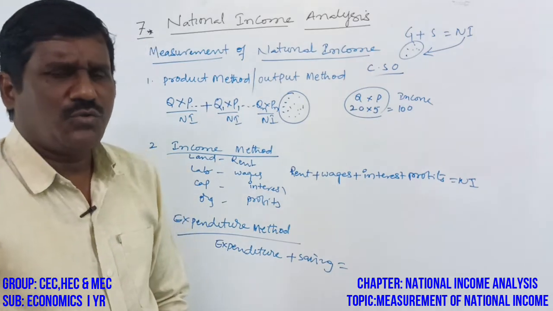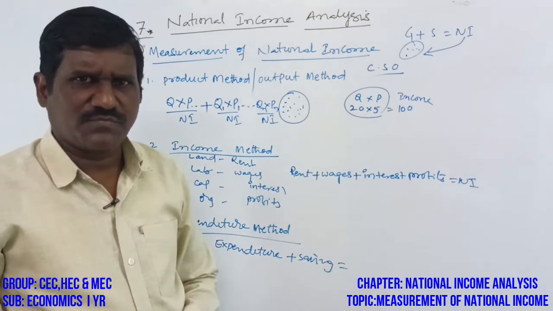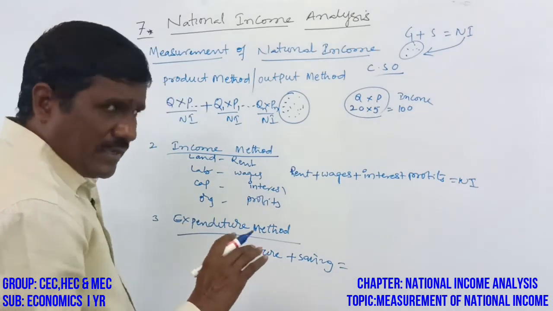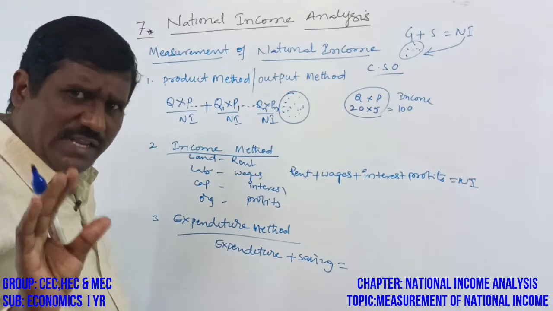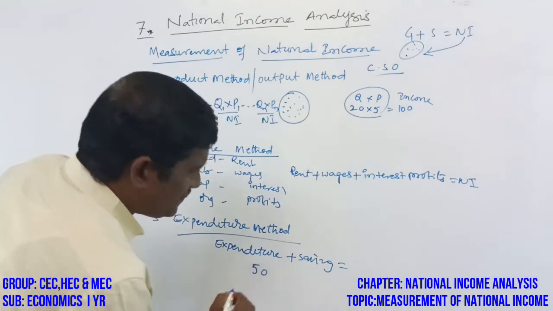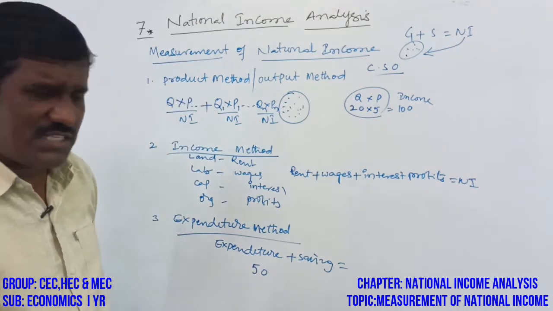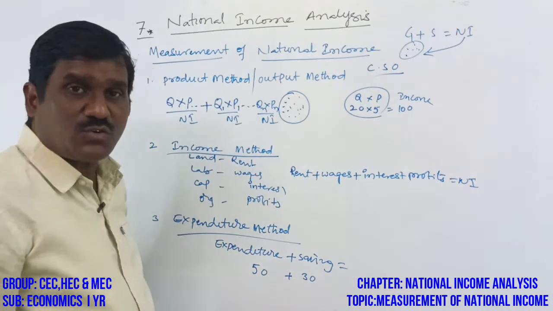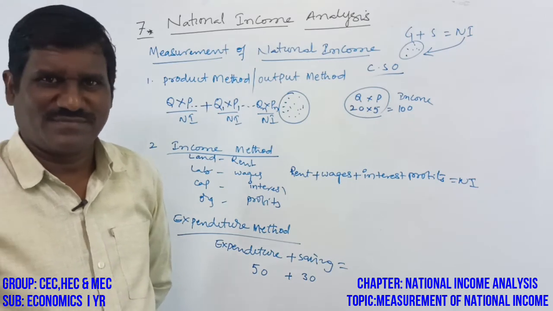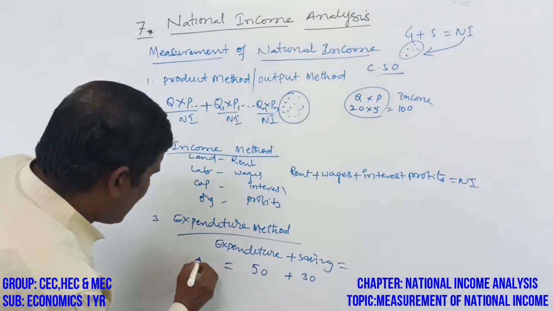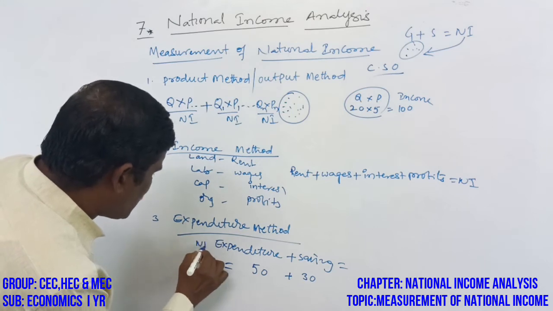For example, suppose you have 100 rupees. Out of that, the expenditure is 50 rupees, and your saving is 30 rupees. What is your total income? 80 rupees. How can we calculate the 80? 80 is the national income.